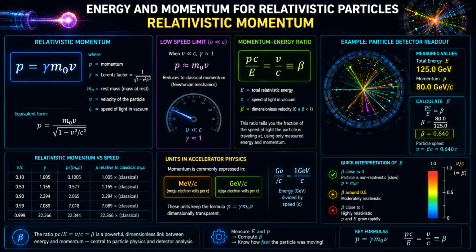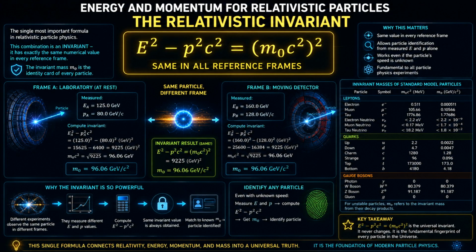The single most important formula in relativistic particle physics is the relativistic invariant, also called the energy-momentum relation. It states that E squared minus P squared c squared equals m naught c squared, all squared. This combination is called an invariant because it has exactly the same numerical value regardless of the reference frame in which you measure E and P, whether the particle is observed from a stationary laboratory, a moving detector, or any other frame.